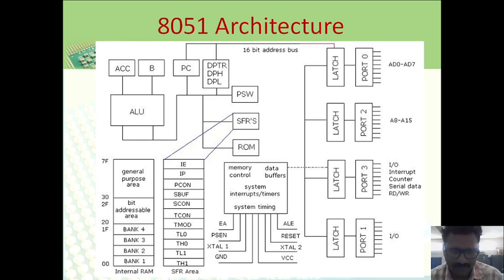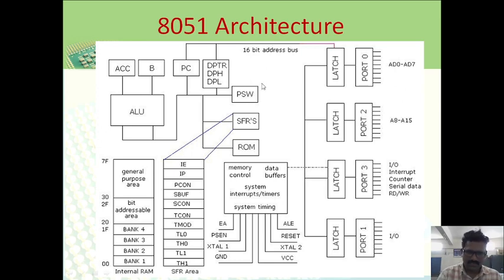This is the architecture of the 8051 microcontroller. You can see here the ALU and the accumulator register, B register, program counter, which points to the next instruction to be fetched. DPTR is used as a data pointer in the 8051 microcontroller. It has a 16-bit address bus, PSW program status word, special function registers. This is the ROM. This block is used to interface the microcontroller with an external system, such as a computer or memory.